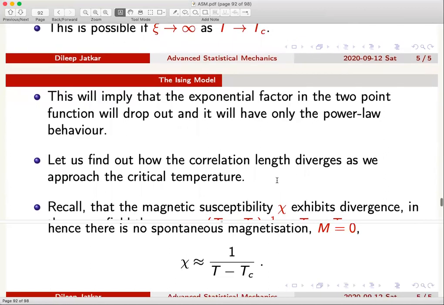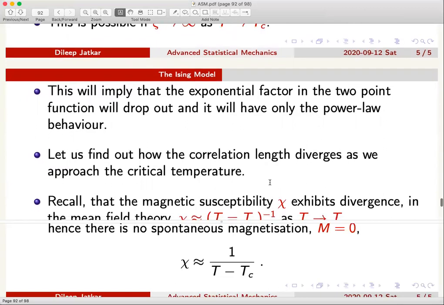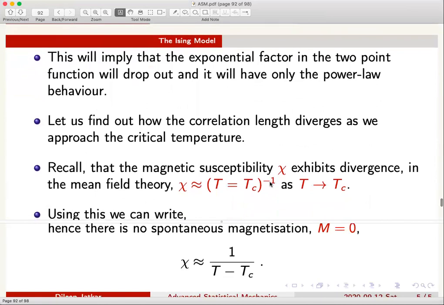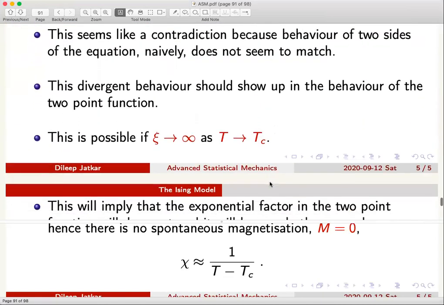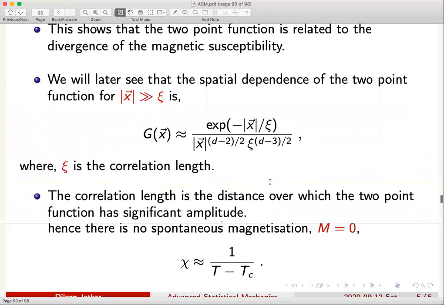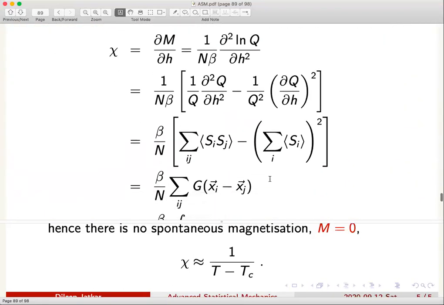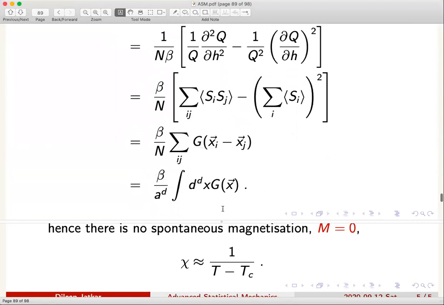So what we want to do now is to find out how the correlation length would diverge as we approach the critical point. To do that, we'll again go back to the same set of equations that we had written down, which are these. Chi is equal to all this stuff, and it is related to the integral of G.